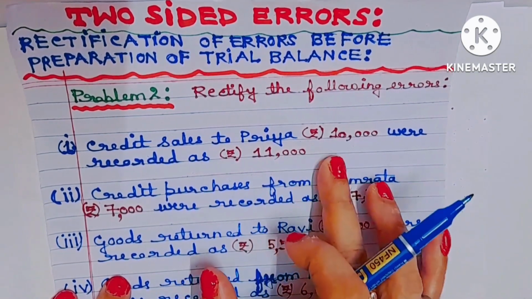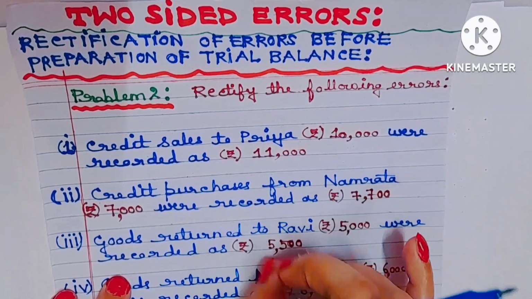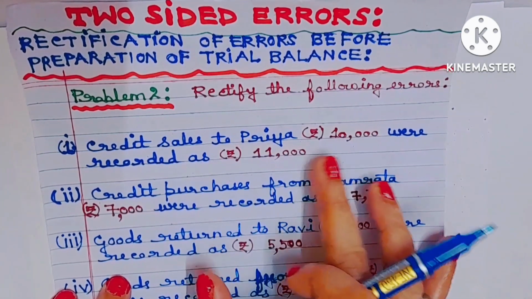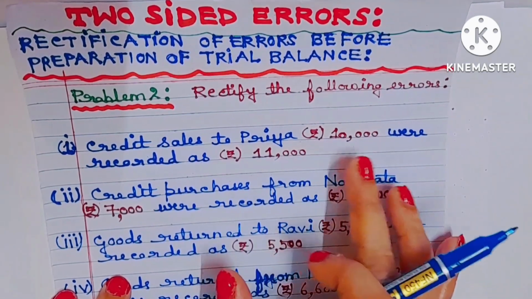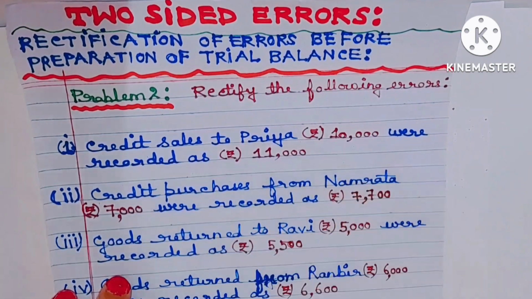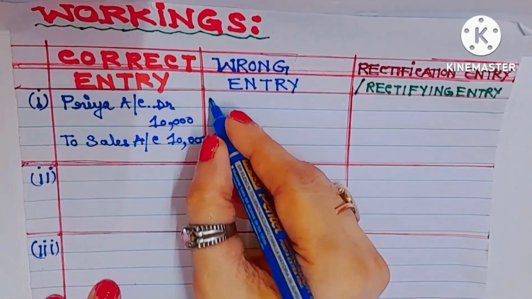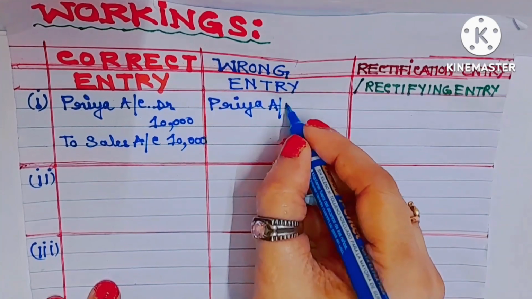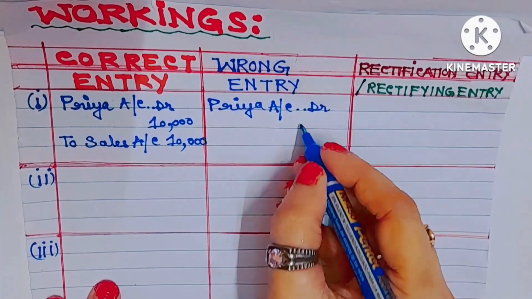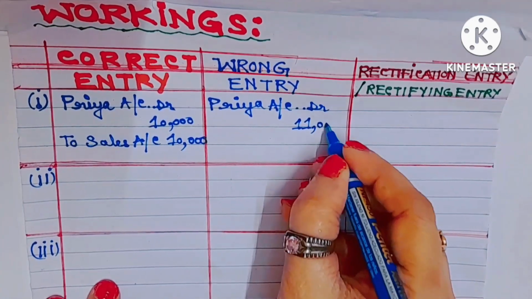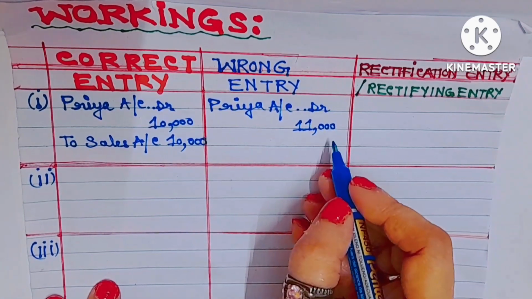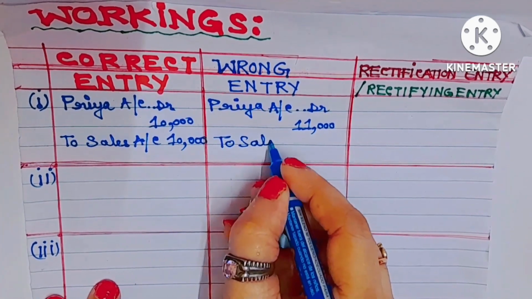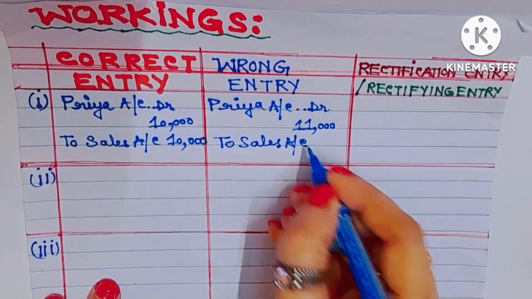The journal entry will be same. Priya account debit to sales account rupees 11,000 instead of 10,000 because they have recorded rupees 11,000 instead of rupees 10,000. Okay, let's write. So the journal entry will be same. Priya account debit rupees 11,000 instead of 10,000. They have wrongly debited rupees 11,000. Priya account debit 11,000 to sales account. The journal entry is same, but instead of 10,000, 11,000.